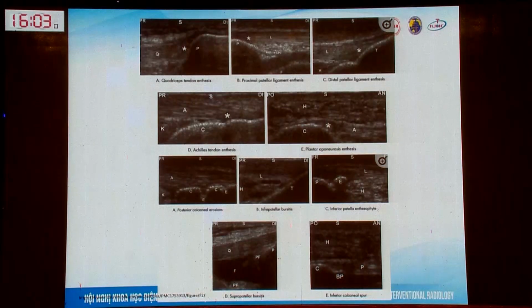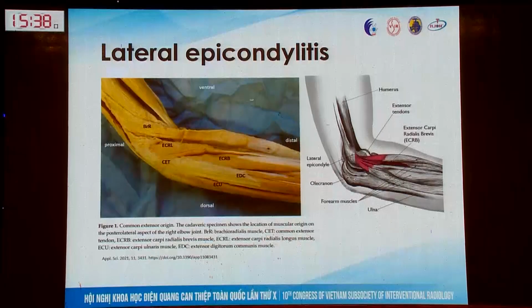This is the ultrasound finding for enthesitis. You can see lots of names here, like patellar tendon, quadriceps tendon, Achilles tendon, but you can see that all the images are very similar. You can see the fibrillar pattern of the tendon and the site of the bone contact, so we call it here enthesis. This is the site of injection.